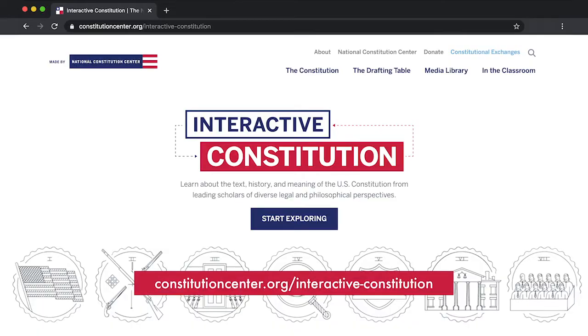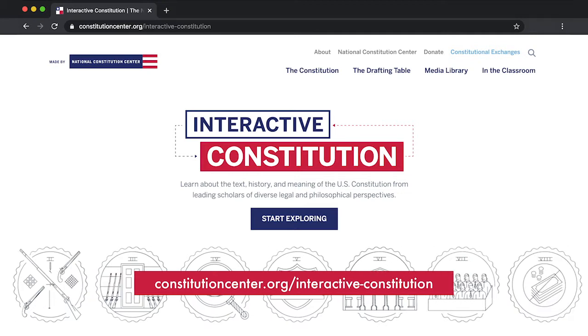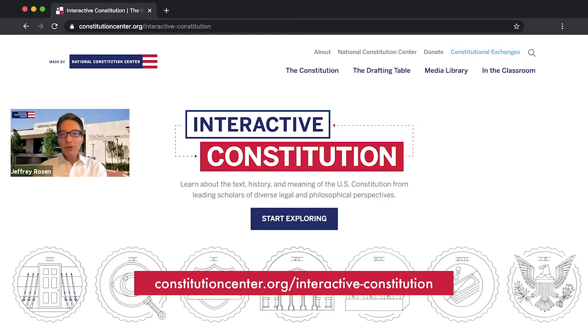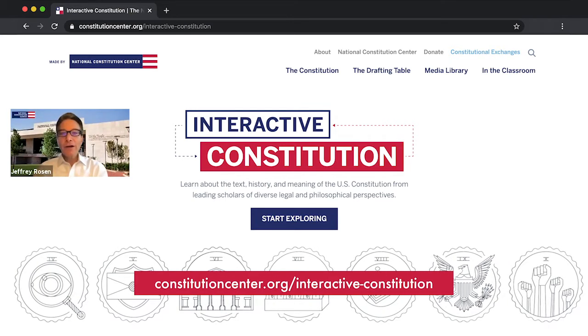It's so exciting to share the interactive Constitution with you so you can use it in your classrooms, or if you're a student, you can use it to learn about the Constitution. So this amazing online tool has gotten more than 30 million hits since we launched in 2015. And here it is. You can find it at constitutioncenter.org.